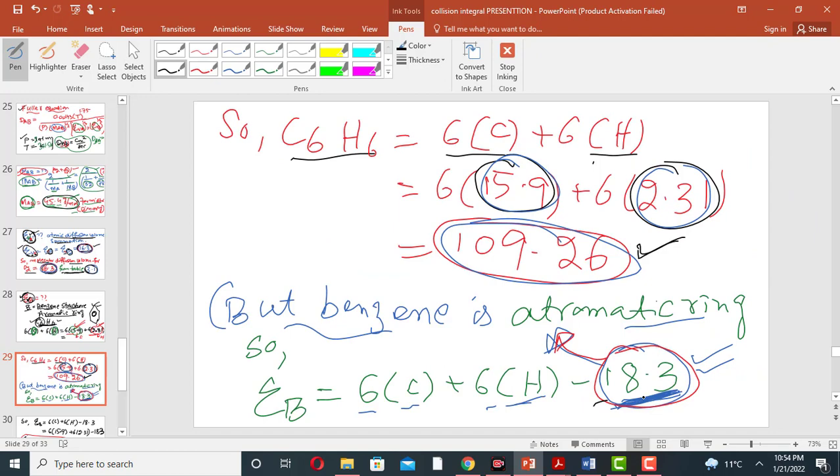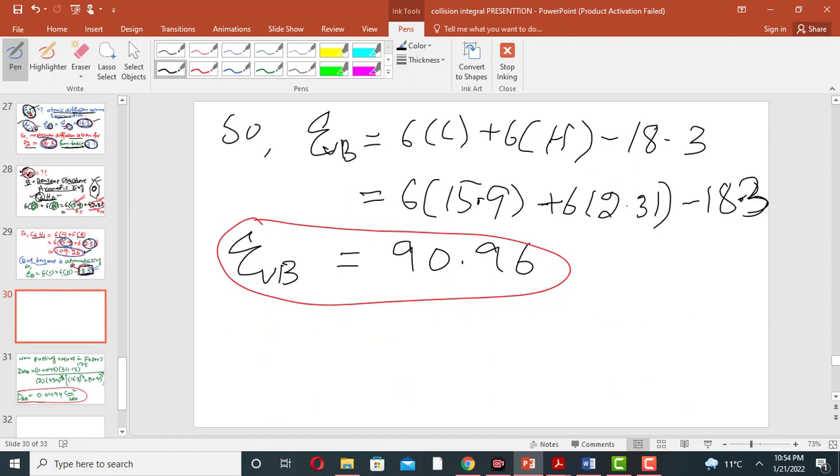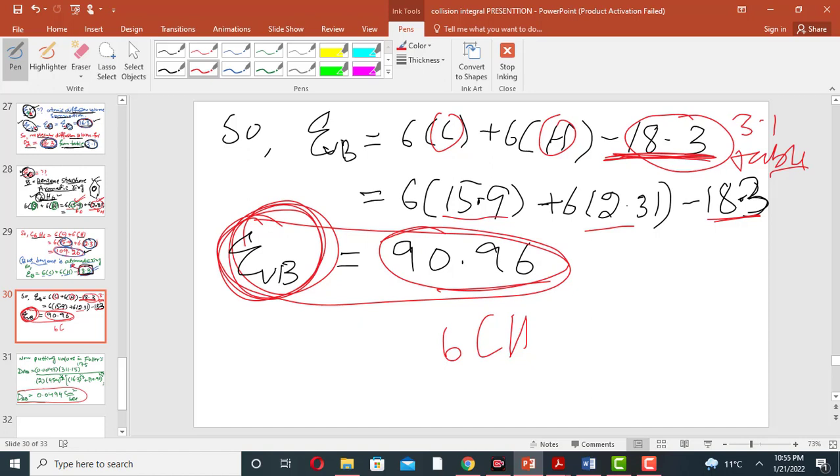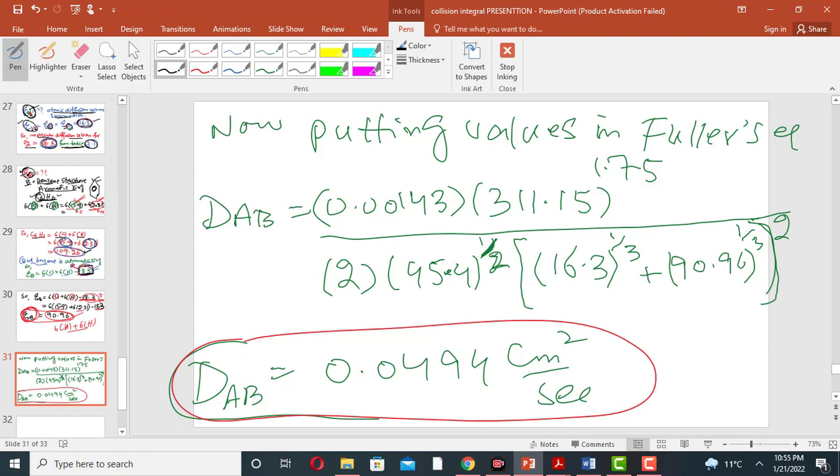Now come to the same question. This is 6 carbon, 6 hydrogen, and we remove 18.3 according to Table 3.1. So putting the values and subtracting 18.3, we get 90.96. So the atomic diffusion volume for the atoms of the benzene ring is 90.96. Now come to the polar equation and put the values in the polar equation.